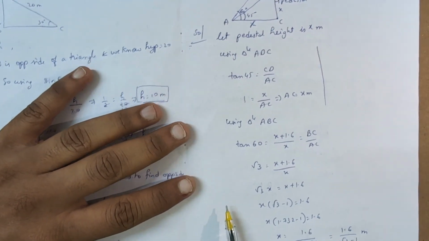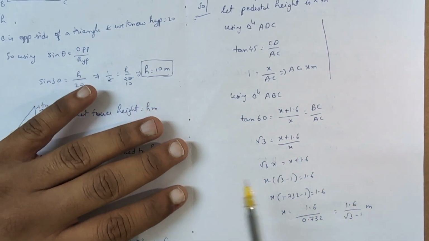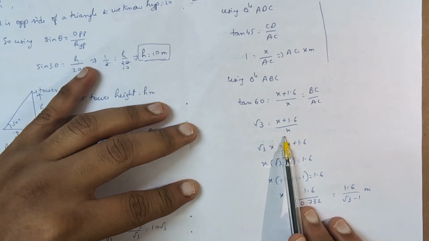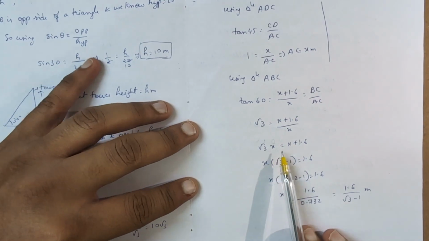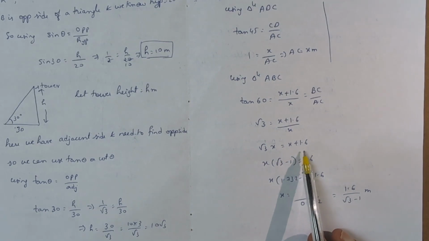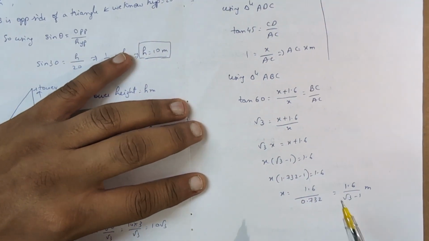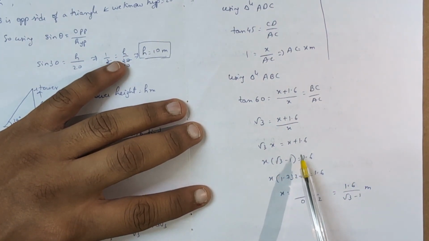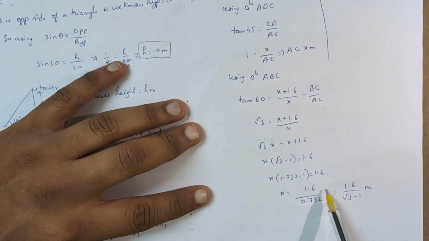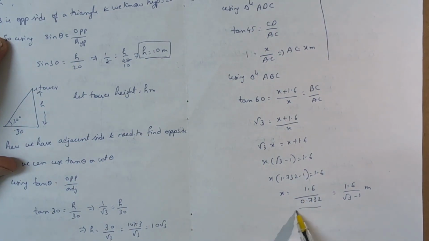So tan 60 equals x plus 1.6 by x, equals BC by AC. Tan 60 value is root 3. Root 3 equals x plus 1.6 by x. Cross multiplying, x root 3 equals x plus 1.6. Taking x values to one side and numbers to the other side, we get x into root 3 minus 1 equals 1.6. So x equals 1.6 by root 3 minus 1 meters. If they ask in decimals, you can give this value.